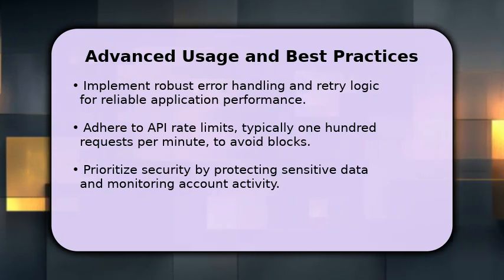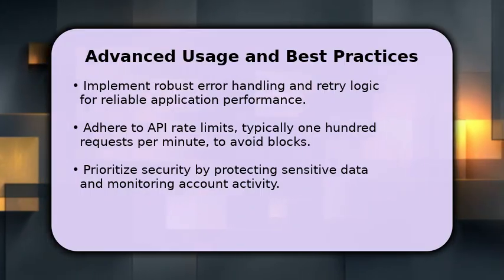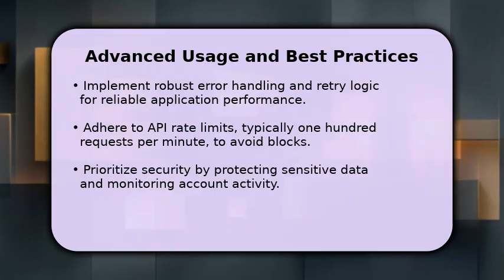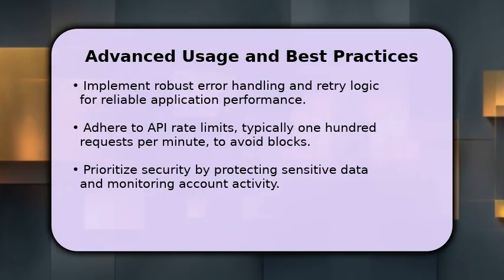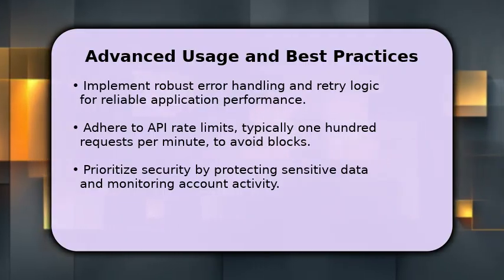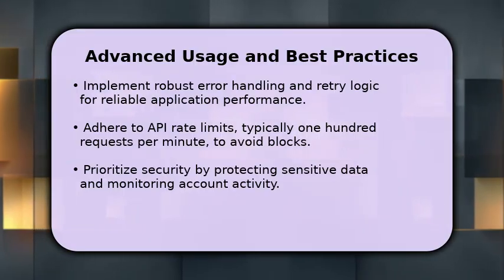It is crucial to respect API rate limits, which are often around 100 requests per minute per user account, to prevent temporary access restrictions. Always prioritize security by using strong, unique passwords, enabling two-factor authentication, and regularly monitoring your account for any unrecognized activity to safeguard your investments.